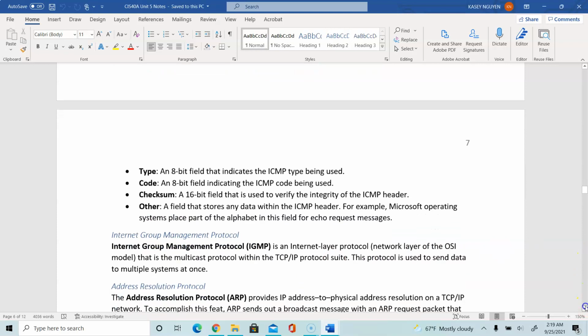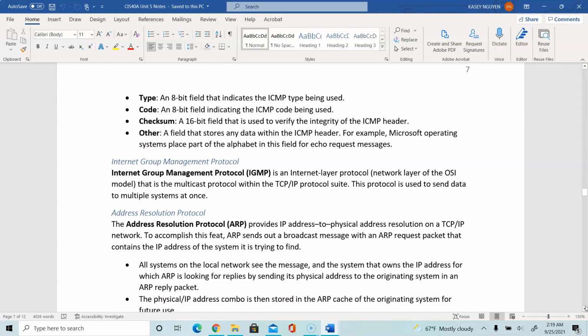In the next portion, it talks about Internet Group Management Protocol. This is different than ICMP. This is Internet Group Management Protocol, which is IGMP. This happens in the network layer of the OSI model. It also happens in the same layer for TCP/IP, but it uses a multicast protocol. This is used to send to multiple systems at once, and hence the name Group Management Protocol. It is able to communicate with multiple systems at the same time.